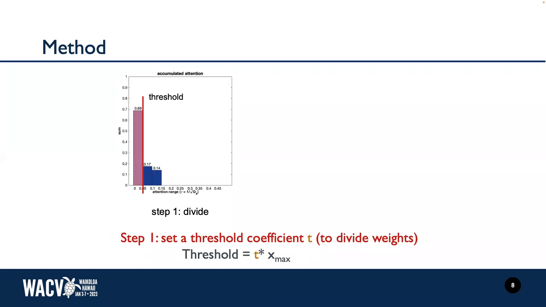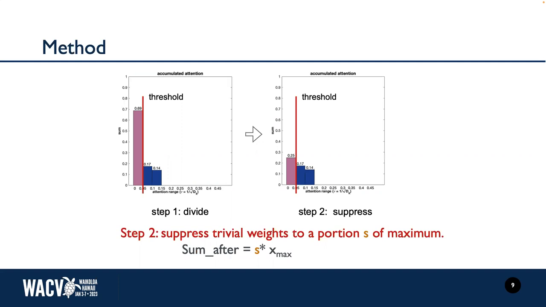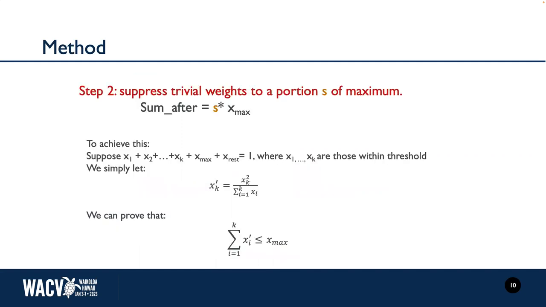To achieve this, we propose a method called SATA, which has two steps. Step one is to set a threshold coefficient T to divide weights. Step two is to suppress our trivial weights to a portion S of the maximum attention. To achieve step two, we propose a transformation named twist, and this is the formula of twist. And we can prove that the sum of the x prime will always be larger than the x max.